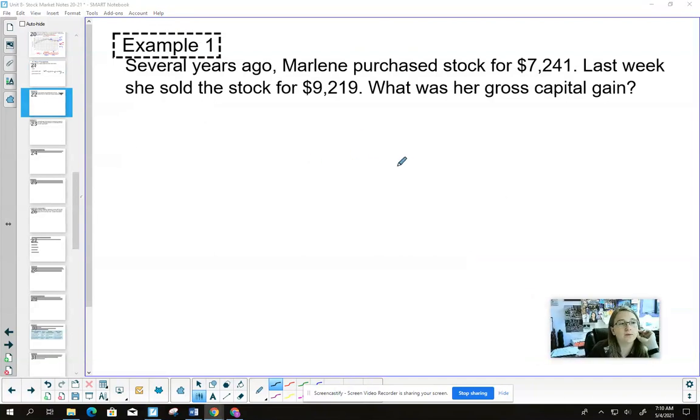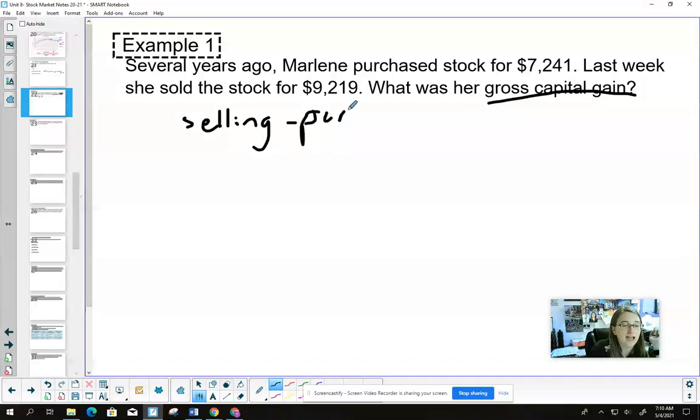Several years ago, Marlene purchased stock for $7,241. Last week, she sold the stock for $9,219. What was her gross capital gain? Once again, this is selling minus purchase, and you cannot flip that. It's not purchase minus selling. It's how much money you had coming in minus the money you had to spend. So what's going to go where? What's my selling price and what's my purchase price based on what it says?